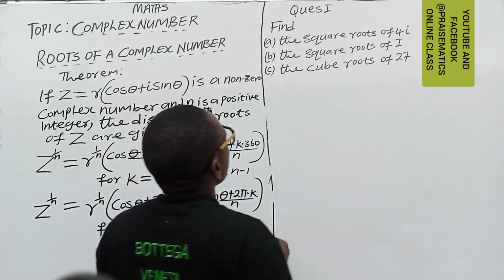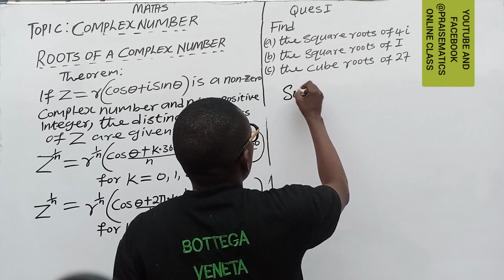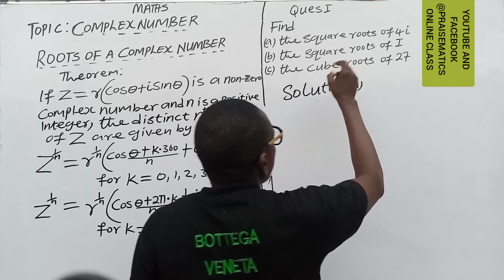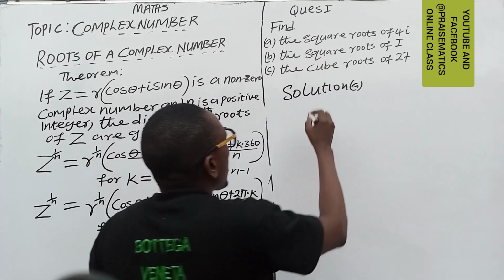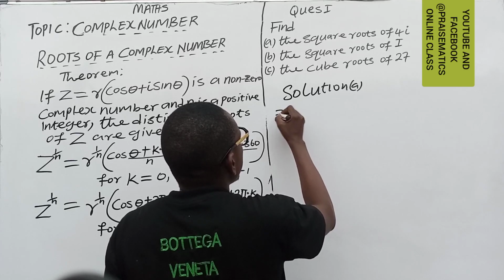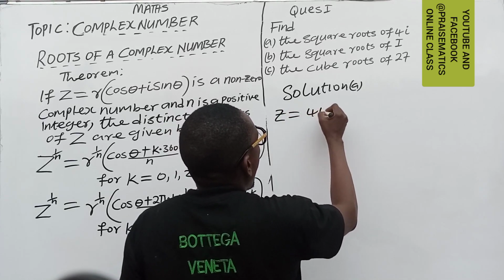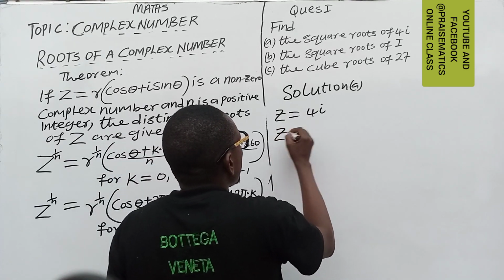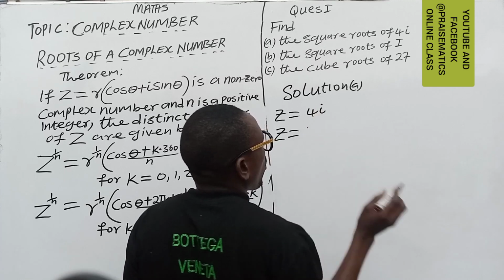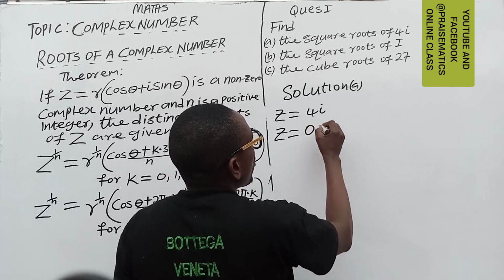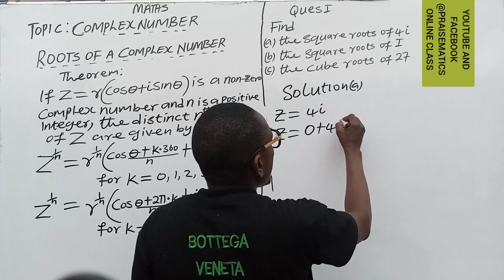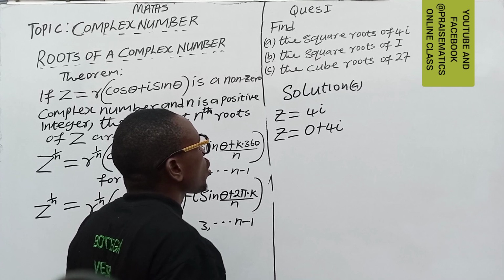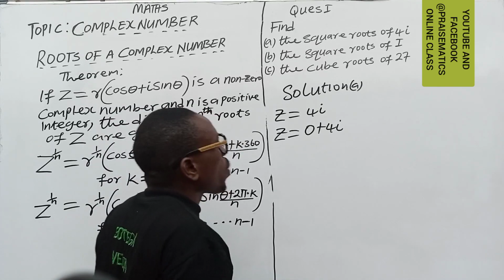Now let's solve. Solution. A. I'll solve A and you solve the rest. Now always remember that they say z is equal to 4i. But you have to make it look like a complex number. It will be z equals 0 plus 4i, since there is no real part. If this were minus, it would be 0 minus 4i. Now, they told us that we need the square root of it.